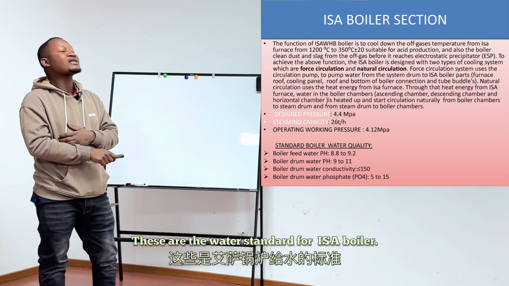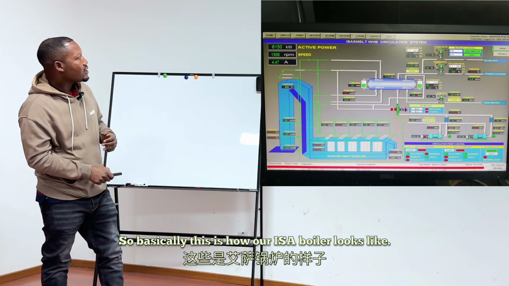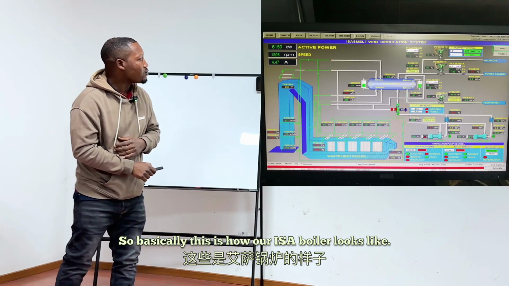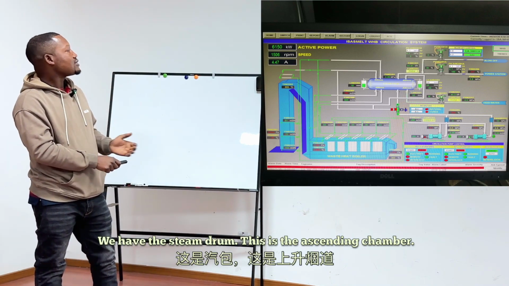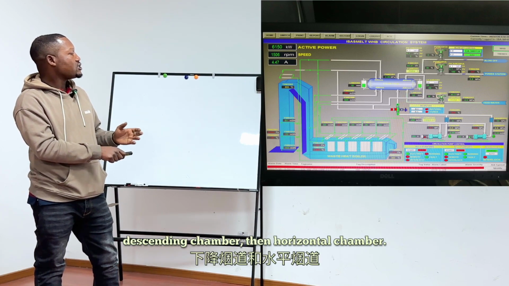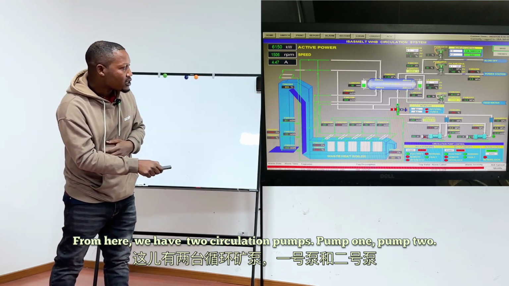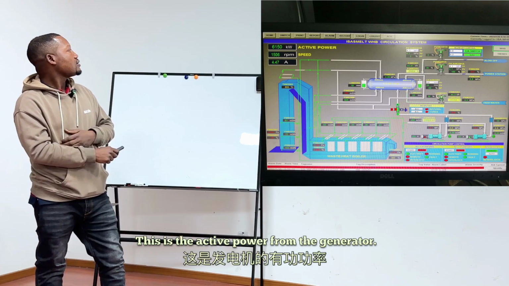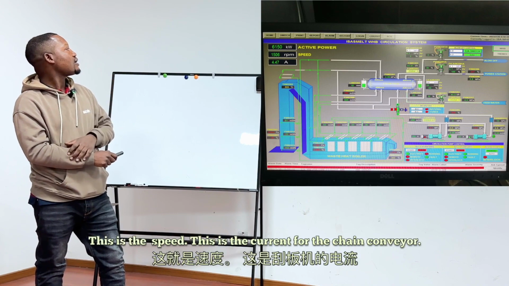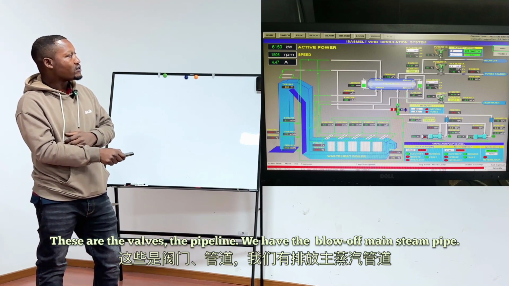These are the water standards for the ISA boiler. The standard should be in these ranges. So basically, this is how our ISA boiler looks. We have the steam drum. This is the ascending chamber. We have the connection part, bottom of connection, roof of connection, descending chamber, then horizontal chamber. From here we have two circulation pumps, pump 1 and pump 2. This is the active power from the generator. This is the speed. This is the current for the chain conveyor. These are the valves, the pipeline.